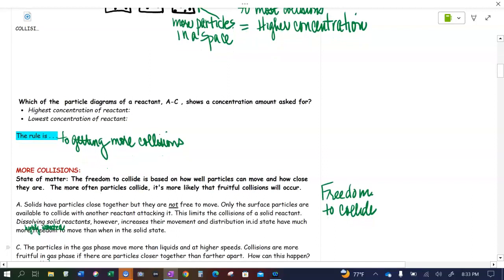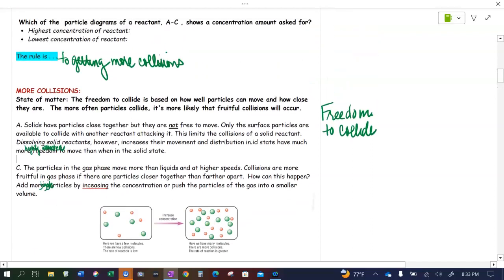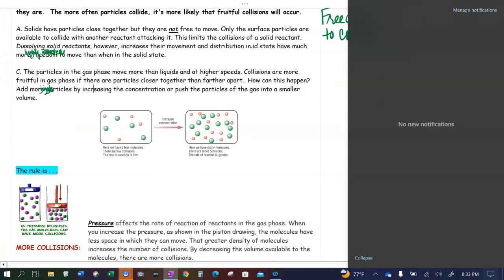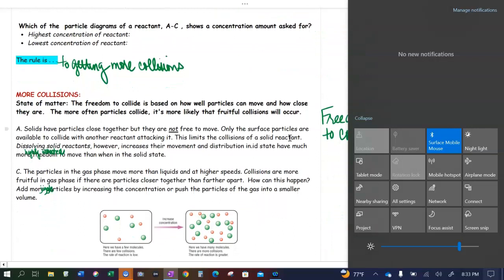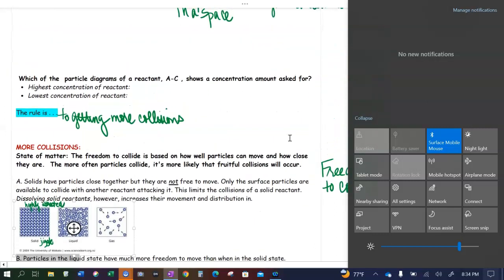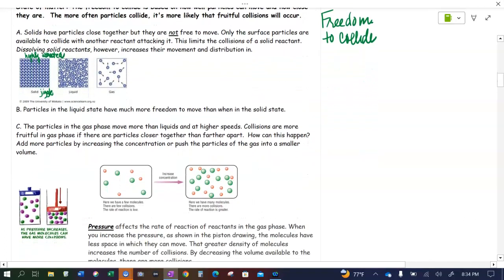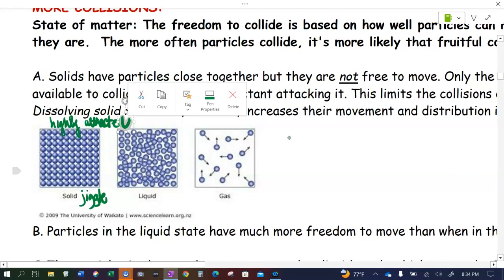What's happening in the picture? All right. So I'm very puzzled because we've lost our picture. There it is. Okay. So as much as they're highly attracted to each other, and they still are in the liquid state, you can see there's more freedom of motion.